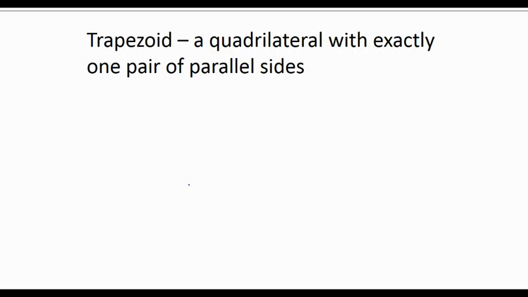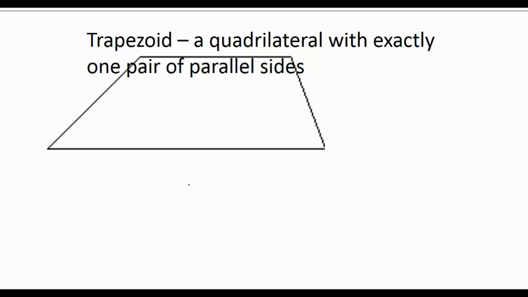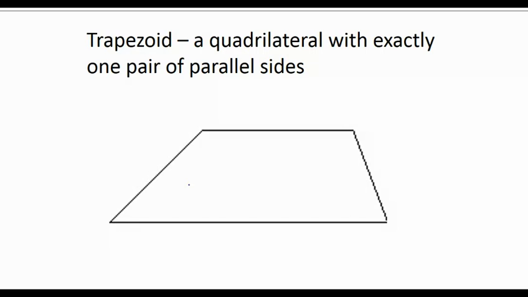So next, let's talk about a trapezoid. A trapezoid is a quadrilateral that has exactly 1 pair of parallel sides. So unlike a parallelogram, which had 2 pairs of parallel sides, a trapezoid only has 1 pair of parallel sides. Here is an example of a trapezoid. You can see that this side and this side are parallel to each other. They're not equal to each other, and they don't need to be. It just needs 1 set of parallel sides. That's what makes it a trapezoid.